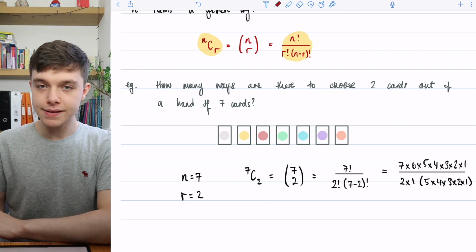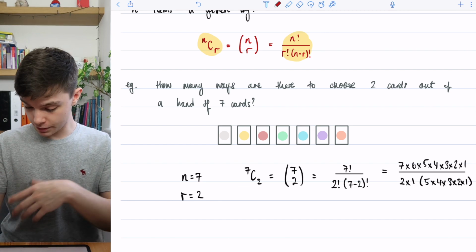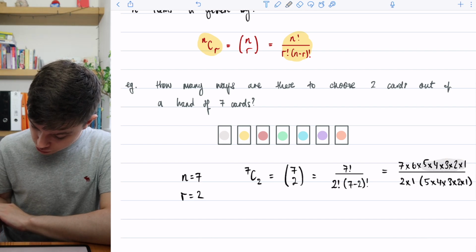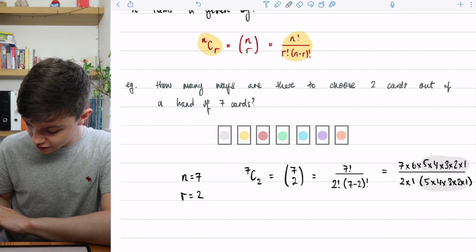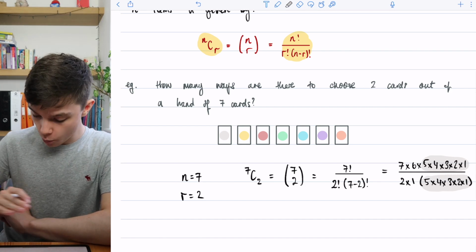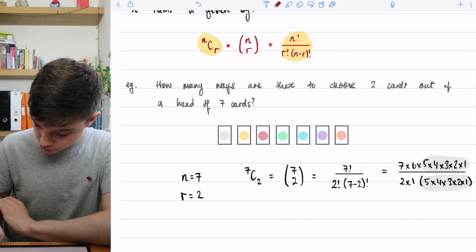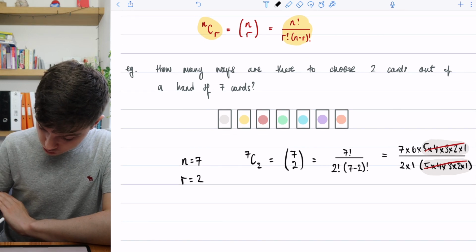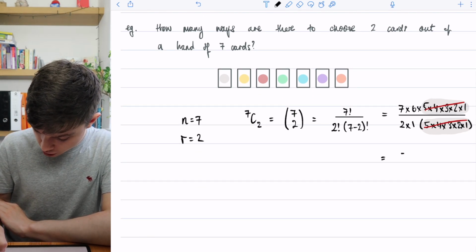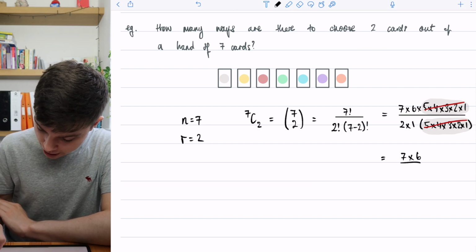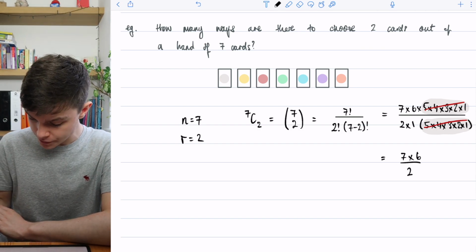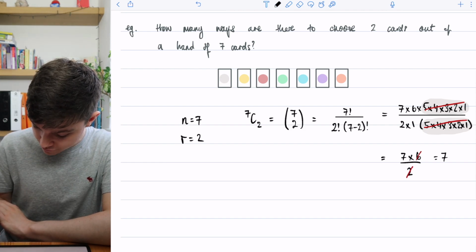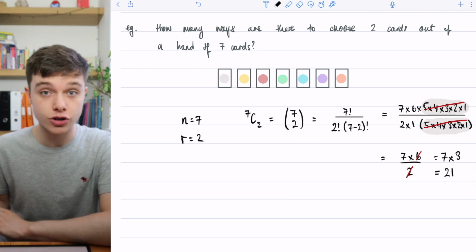And then we can be a little bit sneaky here and do some cancelling on the top and the bottom. We can see here we have 5 times 4 times 3 times 2 times 1, and we've got that exact thing on the bottom as well. So we can just cancel that out, okay? That's pretty simple. Then we can get rid of the 1 on the bottom, and we've just got 7 times 6 on the top, and the 2 on the bottom. To make it easy, we can cancel the 6 and the 2 to give me 7 times 3, which is, of course, 21.